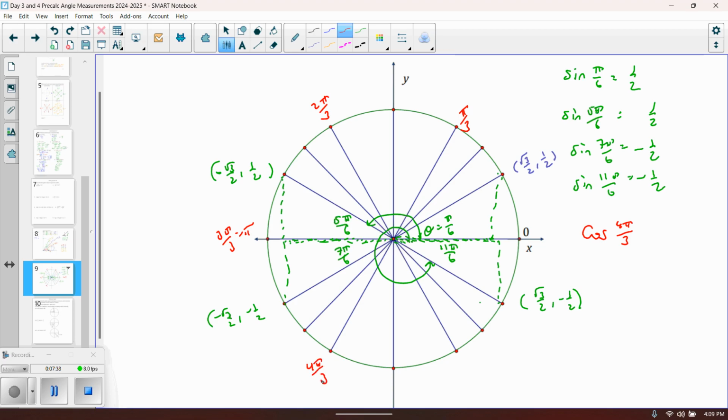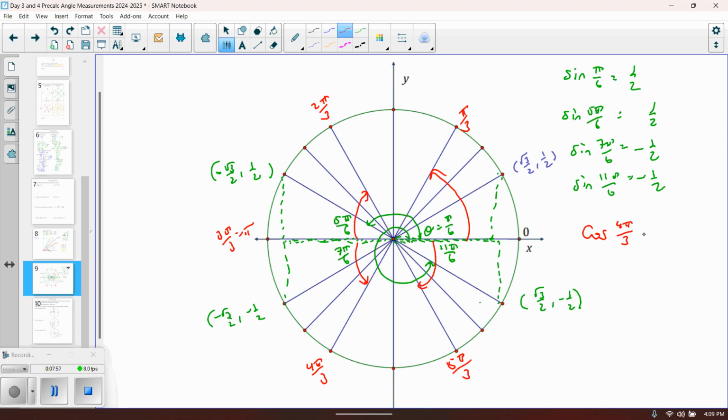And then 4 pi thirds is here. But once again, look at the symmetry. 60 degrees away, or pi thirds. 60 degrees away, or pi thirds. 60 degrees away, or pi thirds. And the next one would be 60 degrees away, or pi thirds. It's symmetric. And that one actually would be 5 pi thirds.